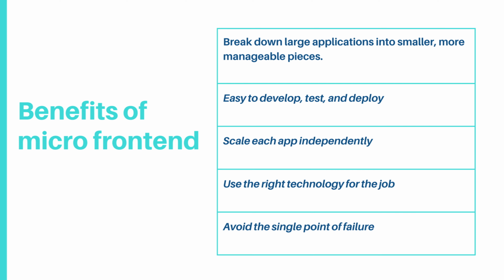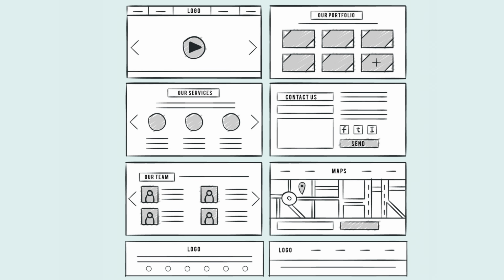For example, we can use React for the product catalog app, and we can use Angular for the shopping cart app. 5. It also helps to avoid a single point of failure. If any app has a bug, it will not affect the entire application and will not cause downtime for the users. A micro-frontend is not a silver bullet.